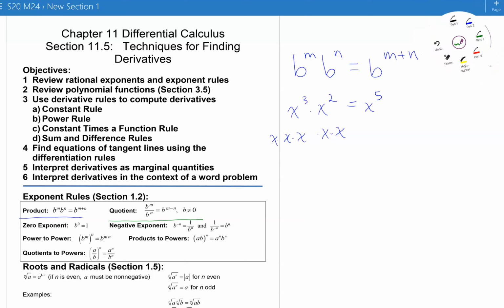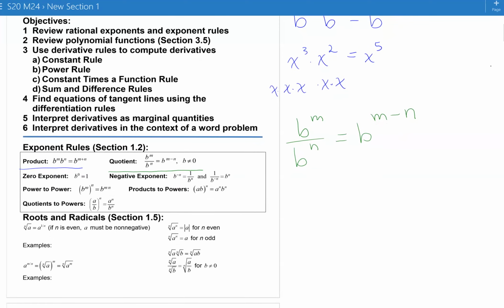So then we have the quotient rule that says if my bases match and they're in a quotient, that I subtract the lower exponent from the upper exponent. So again, if you have x to the 6th over x to the 4th, think about the meaning. This says you have 6 copies of x in your numerator and 4 copies of x in your denominator.